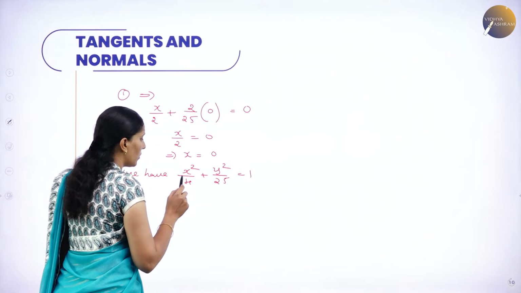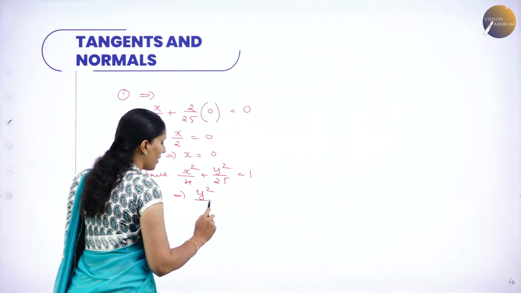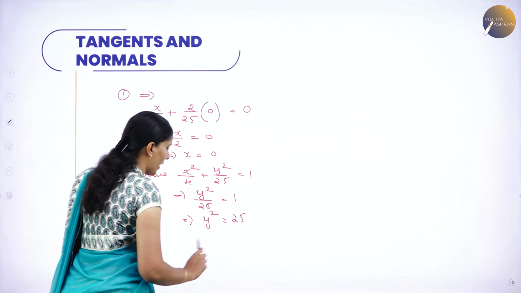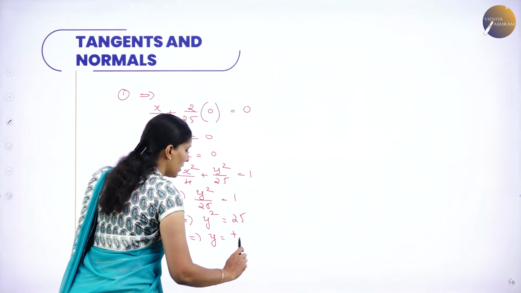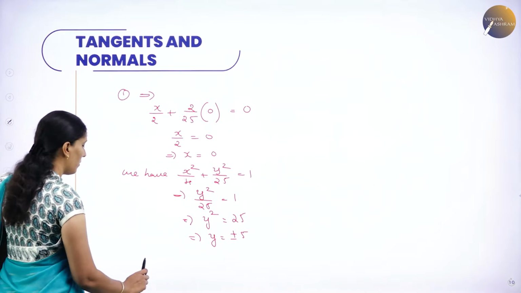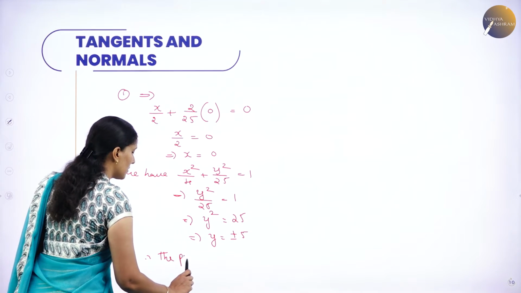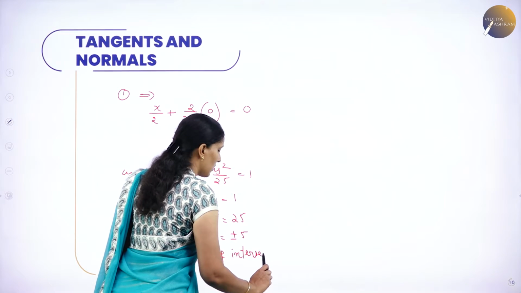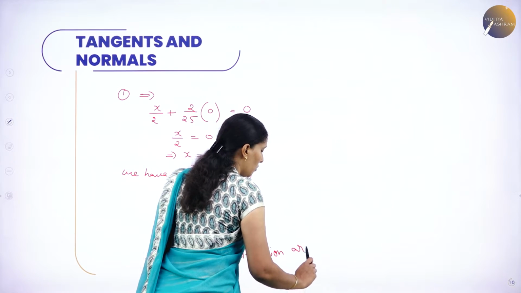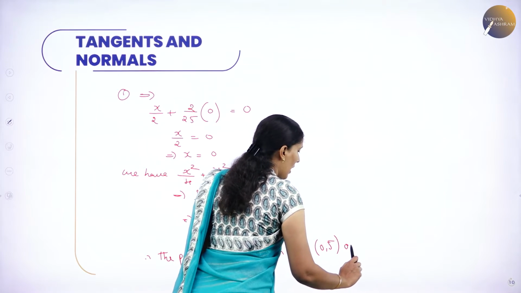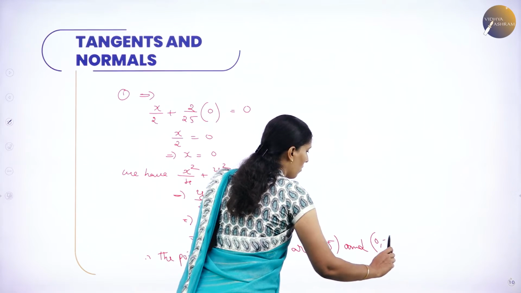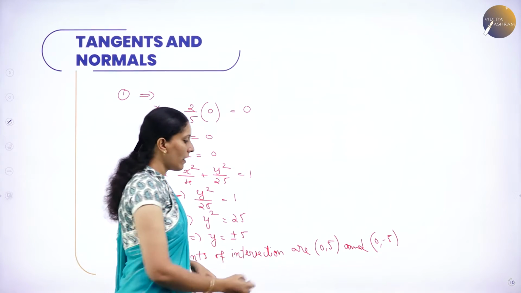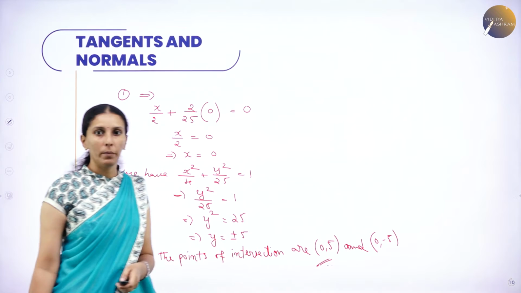So if you put x is equal to 0 here, this implies y square by 25 is equal to 1. So y square is equal to 25. This implies y is equal to plus or minus 5. So therefore, the points of intersection are, one is 0, 5 and another is 0, minus 5. So hence here the tangents meet the curve at the points 0, 5 and 0, minus 5.